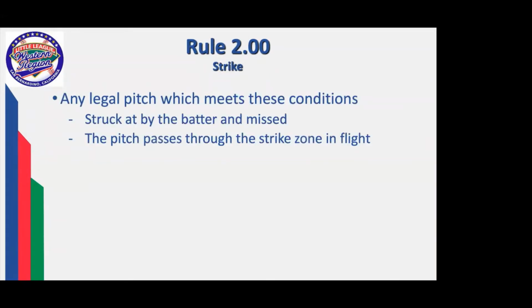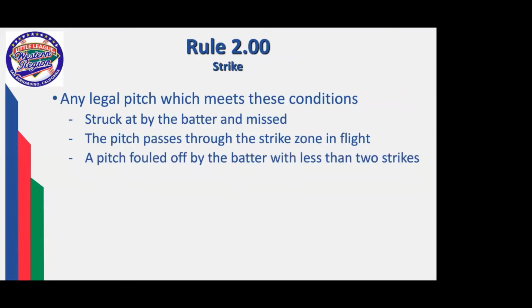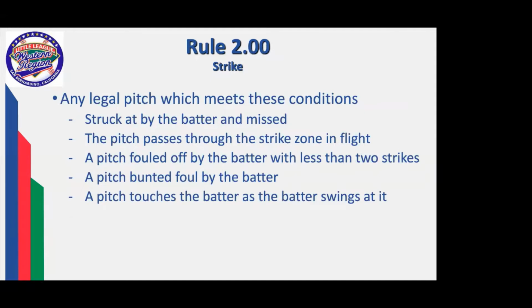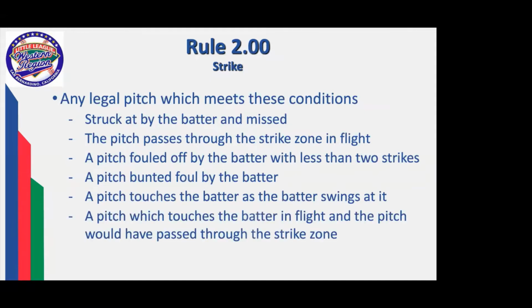A strike. Legal pitch which meets one of the following 7 conditions. Swung at and missed, passes through the strike zone in flight, fouled off with less than 2 strikes, bunted foul, touches the batter as the batter swings at it, a pitch which touches the batter in flight and would have passed through the strike zone, or a pitch which becomes a foul tip. Any of these 7 is going to be deemed a strike.